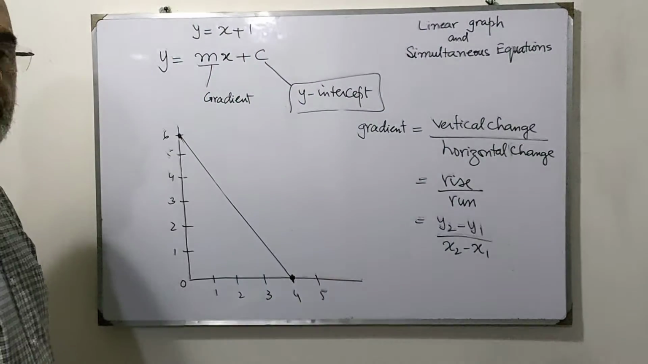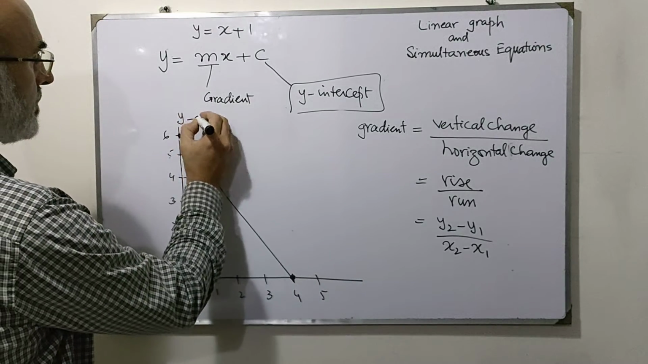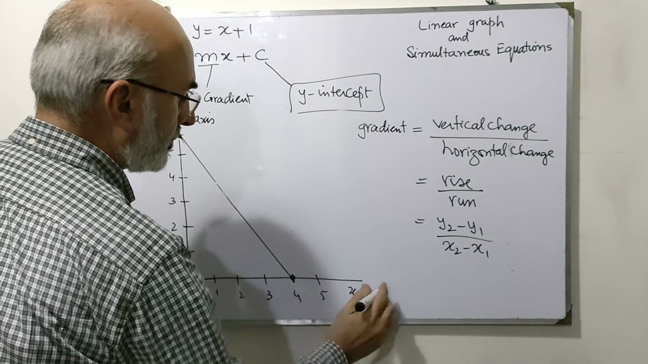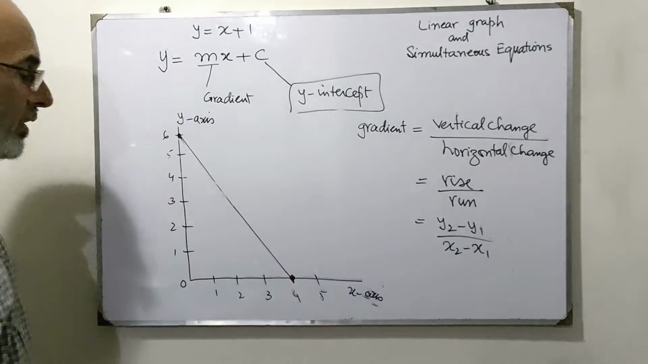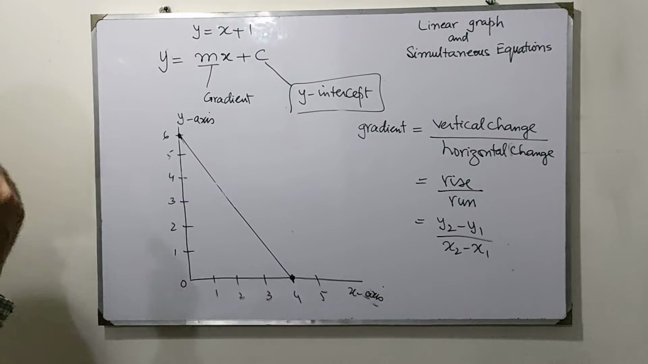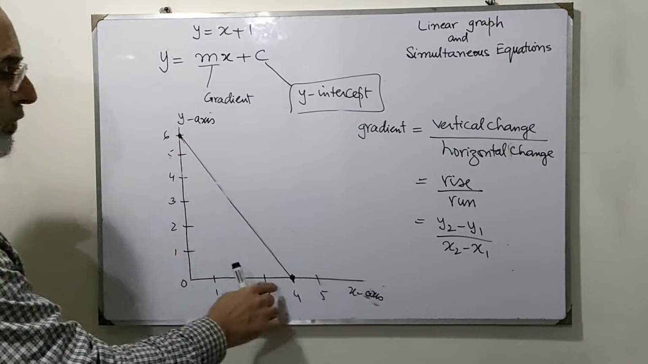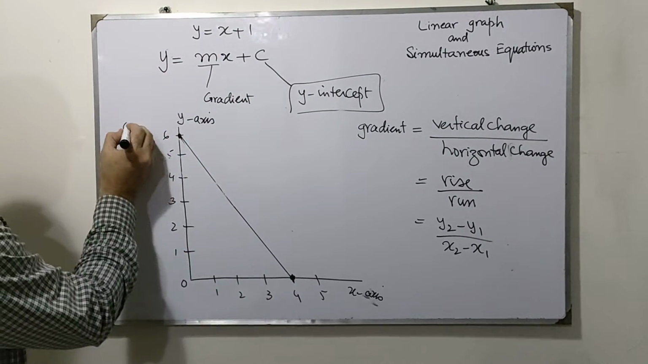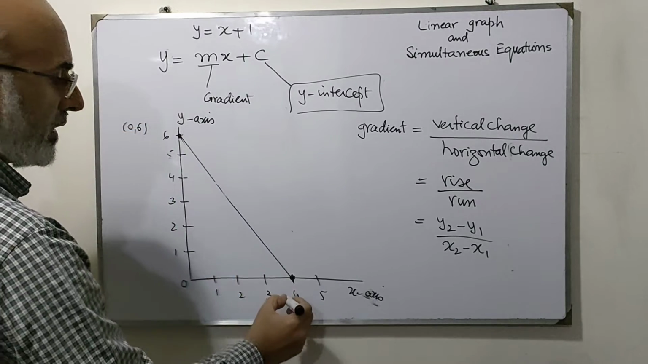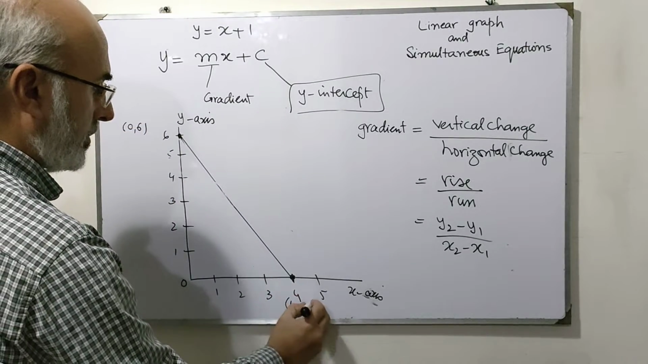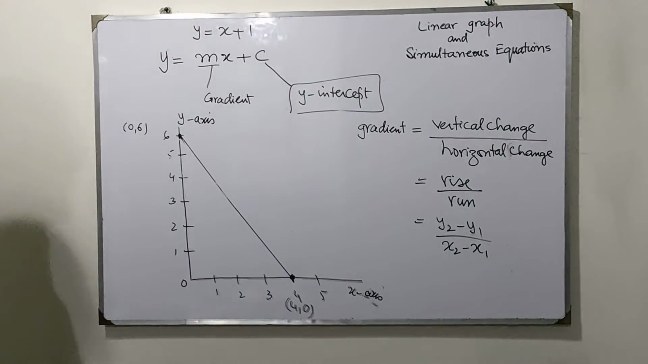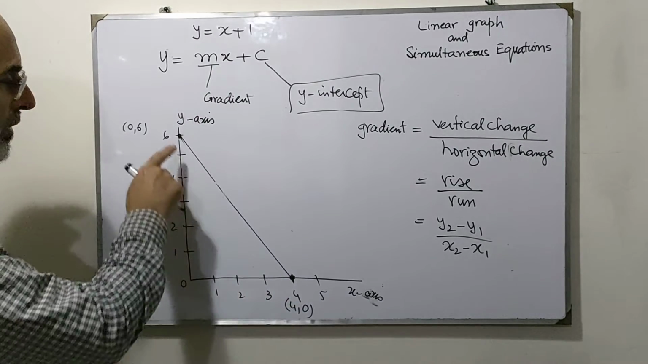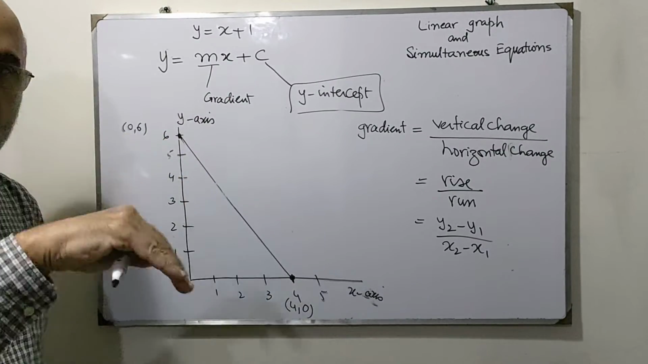So we have another graph here. This is our y-axis, x-axis. For the sake of simplicity, what are the coordinates over here and what are the coordinates over here? The coordinates here are 0 and 6, and the coordinates here are 4 and 0, right? Here the x coordinate is 0, here the y coordinate is 0, because both the points are on the axis line.